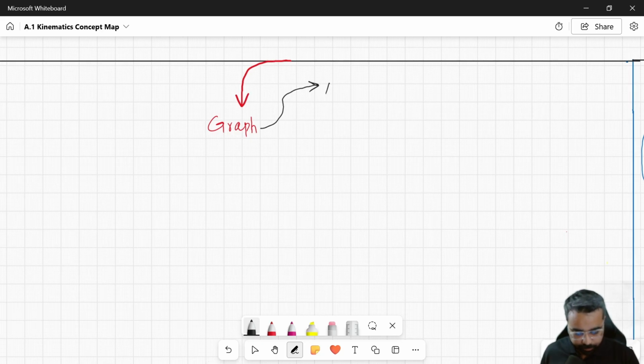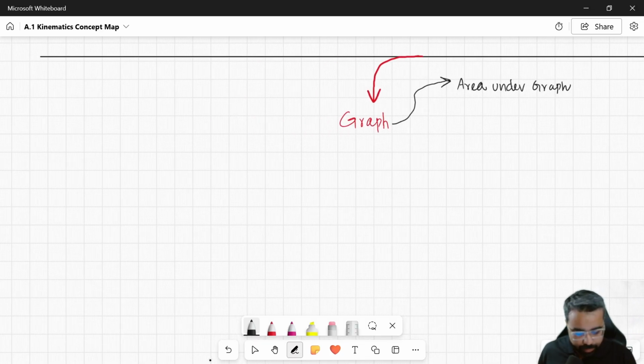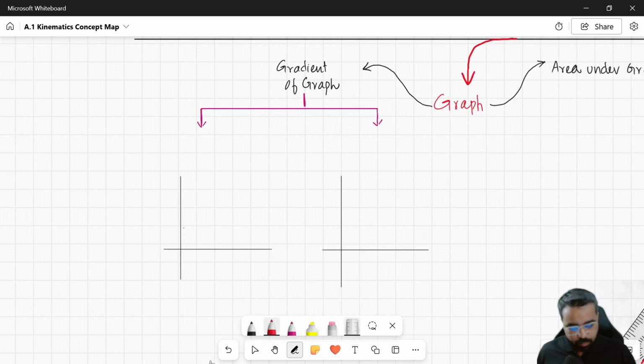The one is called area under graph, that's the important thing, and the second thing is we will discuss gradient of the graph. So students, let's start from the gradient of the graph, which in mathematics or even physics we also call slope of graph. How do we measure it? I have already told you in fact, but right now we will understand it in a structured way.